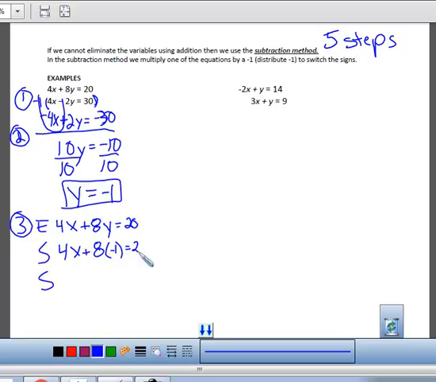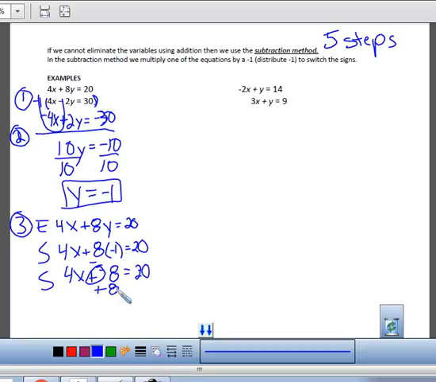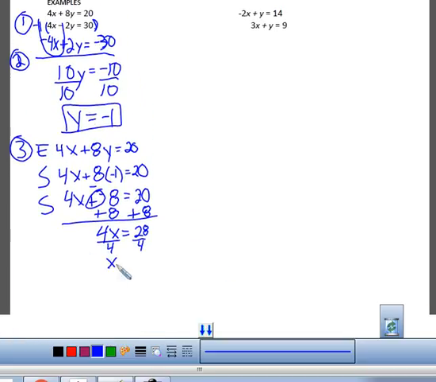8 times -1 is -8. When I add -8, that's really like subtracting. So to undo that, or the inverse operation, is to add 8 to both sides. That's supposed to be 20, sorry. But then when I add 8 to 20, I get 4x equals 28. Now I have 28. Divide by 4, and x equals 7. So that was step 3.